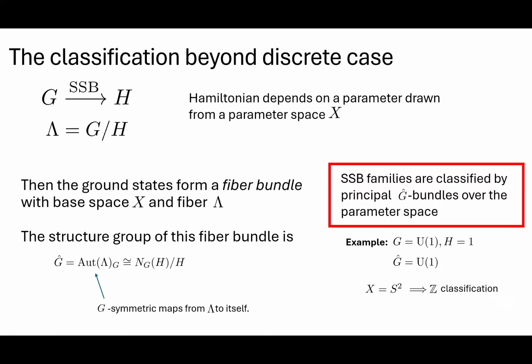I don't think you should physically interpret this G hat as being an actual gauge group. But anyway, there's a mathematical statement that principal U1 bundles are Z classified over the two sphere. And physically, if you did interpret it as a gauge field, it would be a monopole.